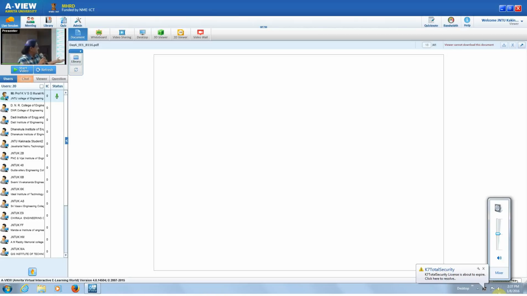My question is, for a town of population 1 lakh, please note down, for a town of population 1 lakh, design a clarifier. That's all. Design means you have to find the diameter.